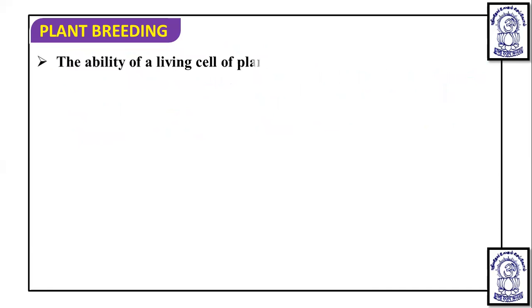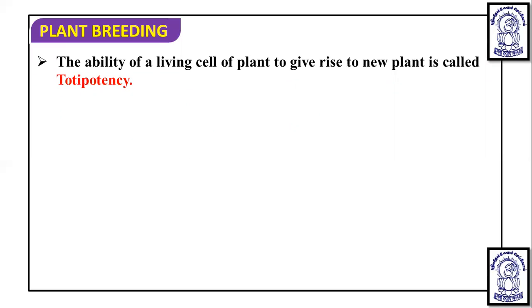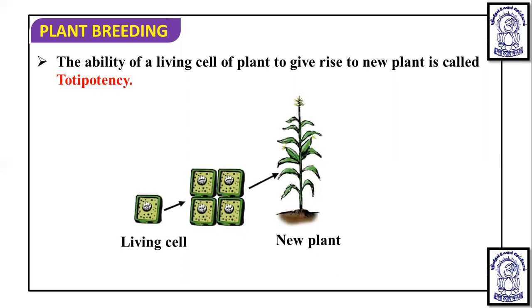Here, if we talk about that ability of a living cell of a plant to give rise to a new plant, if one cell of the plant or an explant has a capacity to generate a whole new plant, then this capacity is known as totipotency. You can see here it is a living cell, but it divided and a number of cells were formed, and later on it formed a new plant. So this capability of one cell to give rise to a whole new plant is known as totipotency, and that type of cells will be known as totipotent cells.